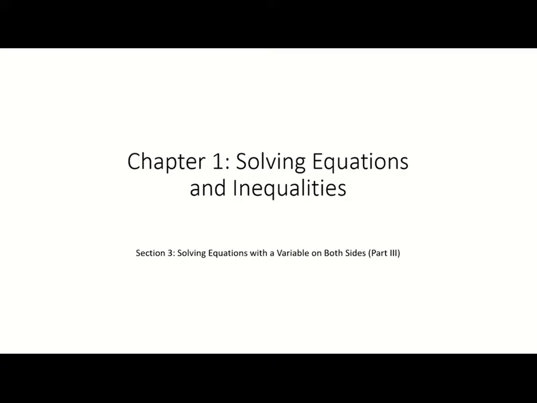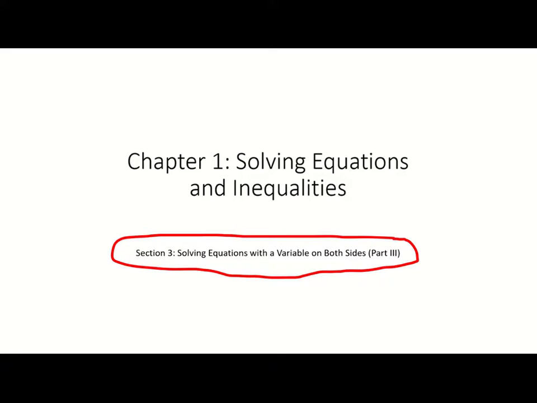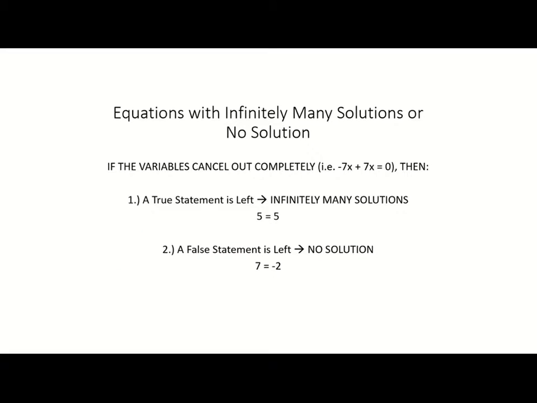Today we're going to do our final notes on Section 3, solving equations with a variable on both sides. What we're going to focus on today is special cases that can occur when we solve an equation with variables on both sides. There are two special cases when you solve equations. The first special case results in having infinitely many solutions, whereas the second special case will result in something called no solution. So we want to take a look at what will result in these two special cases.